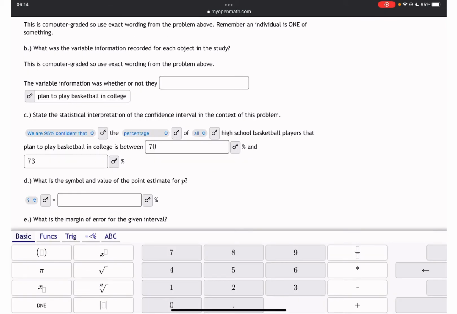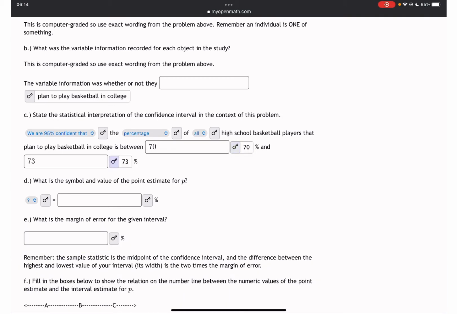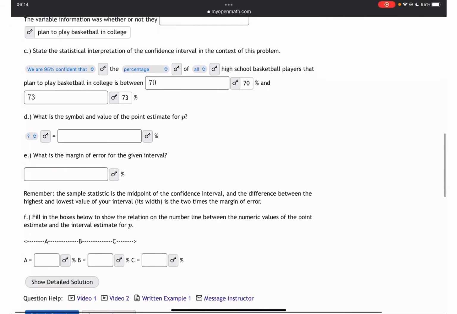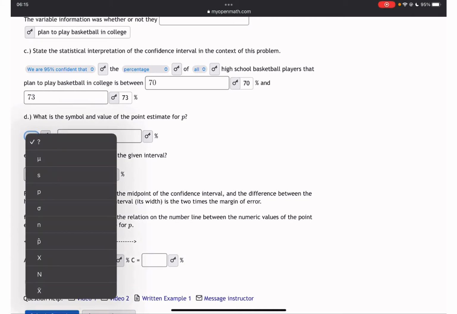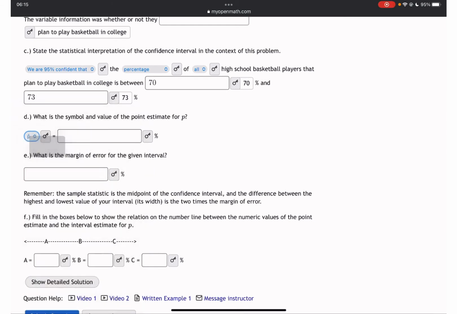Okay. Let's check. Correct. This one also we check, 73%. Okay. What is the symbol and value of the point estimate? Since we are testing a proportion, and P is the symbol for the population proportion, then for the point estimate, meaning the proportion for the sample, it's going to be p hat. Here it is. P hat represents P. Checking.